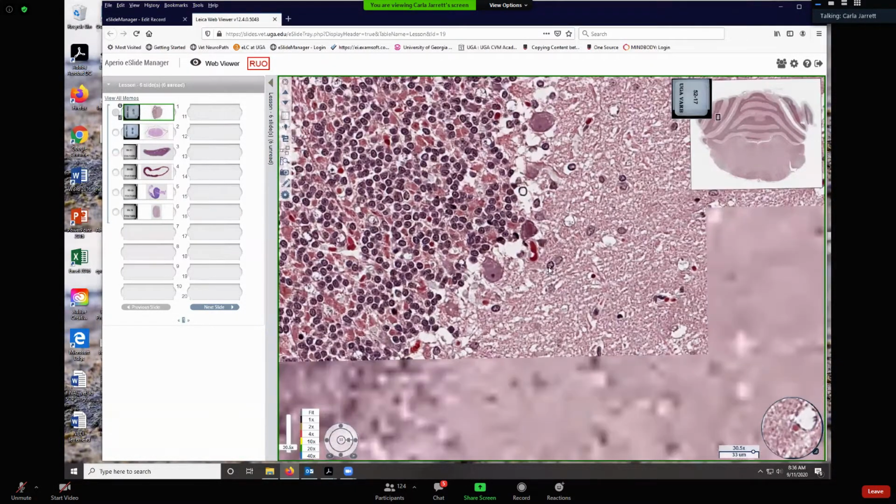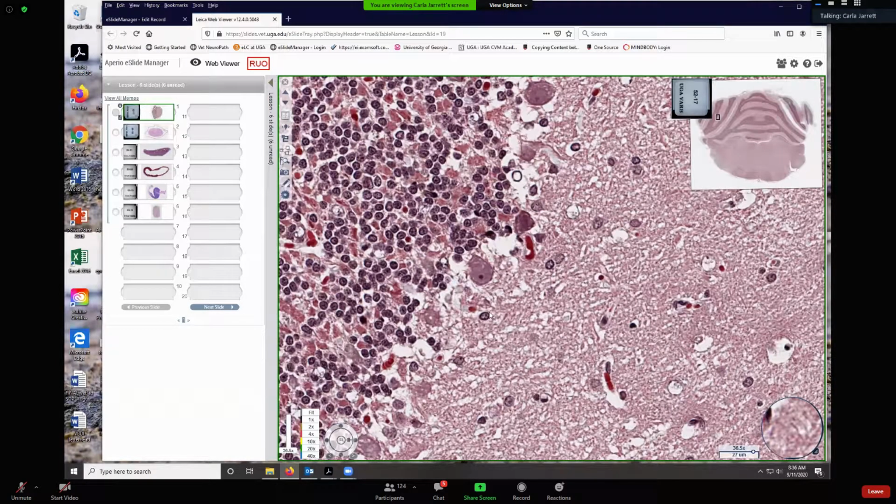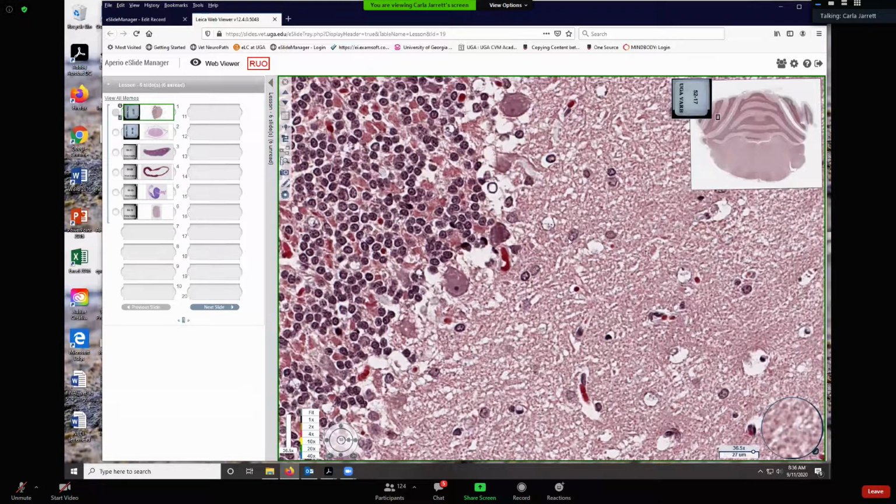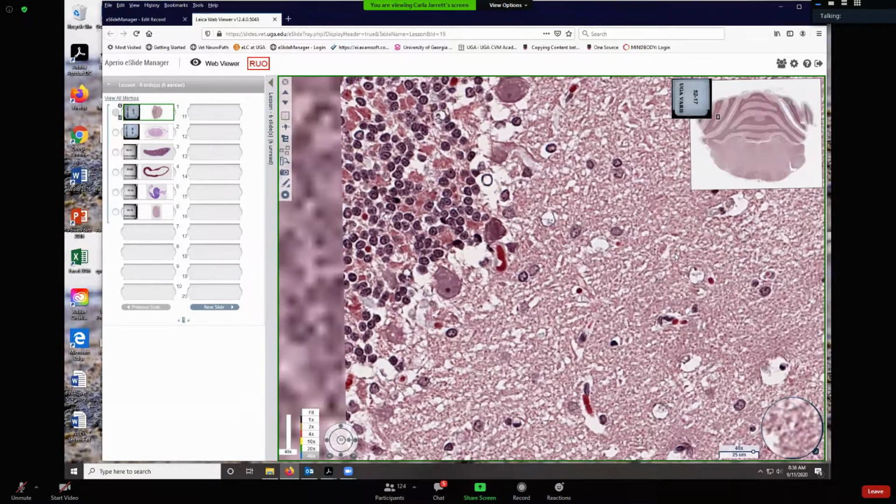So here is an oligo in the white matter right here and here, and it's supporting this nucleus of a neuron right here. Probably a basket cell, but you can't see him without special stains. All you can see is that neuron's nucleus.